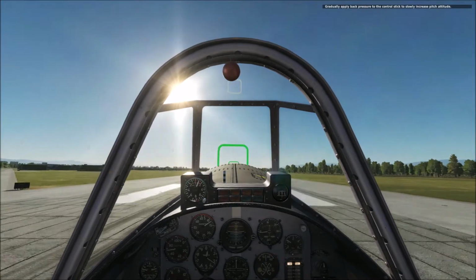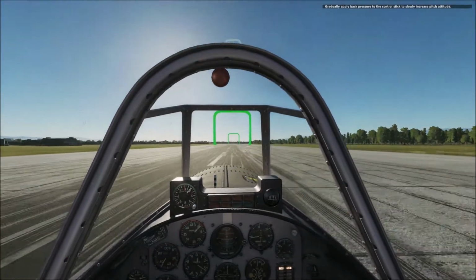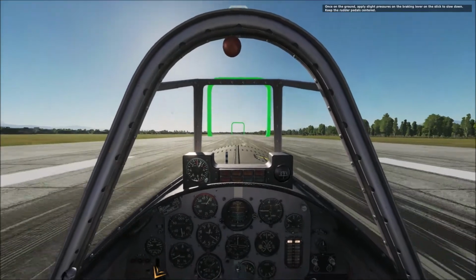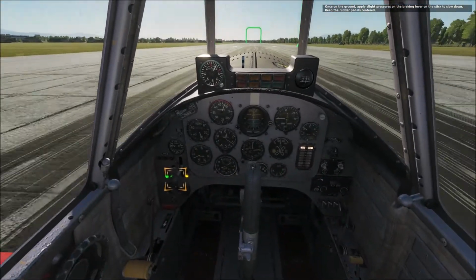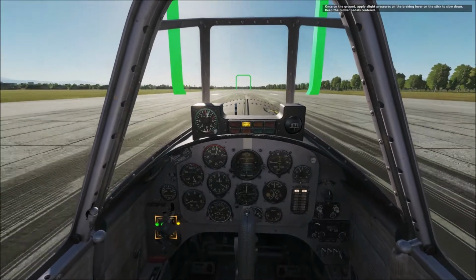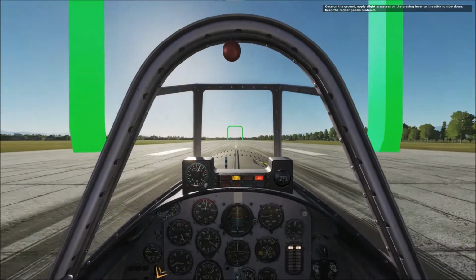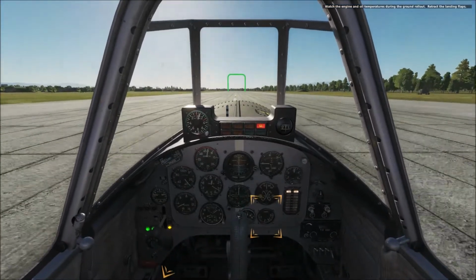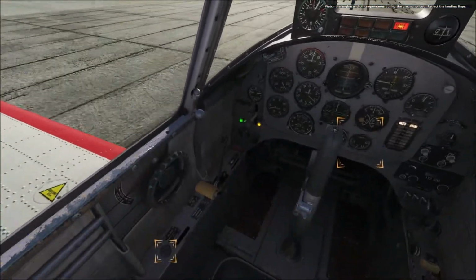Gradually apply back pressure to the control stick. Once on the ground, apply slight pressure on the brake lever on the stick to slow down. Keep the rudder pedal centered. Watch the engine and oil temperatures during the ground rollout. Retract the landing flaps.